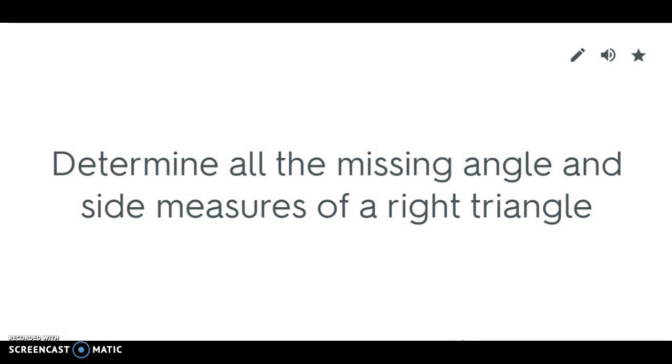To solve a right triangle, solving a right triangle means that you determine all the missing angles and side measures of a right triangle. So they'll give you 2 or 3 pieces of information, and from there you should be able to find the other angle and side measures.